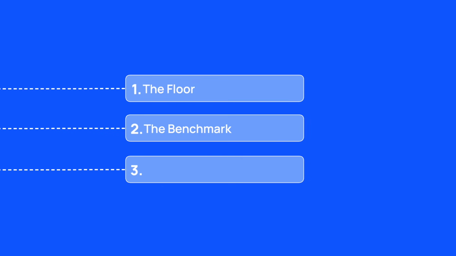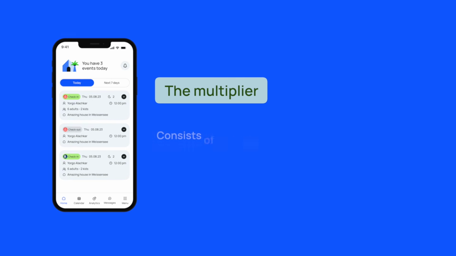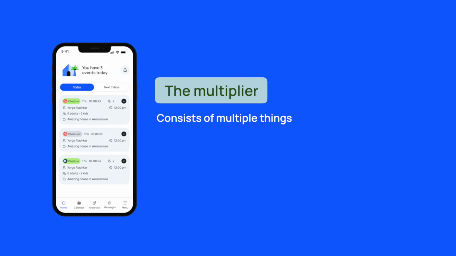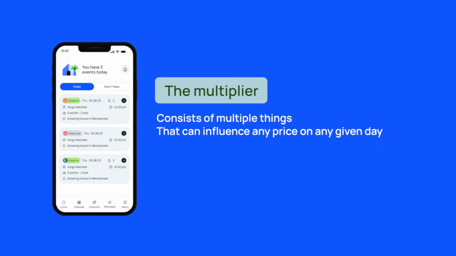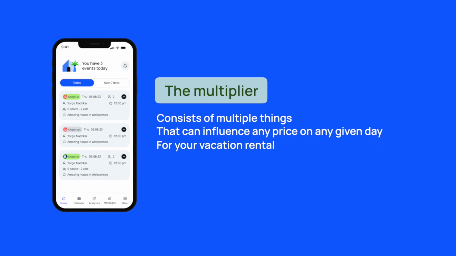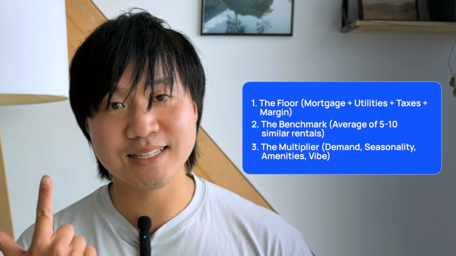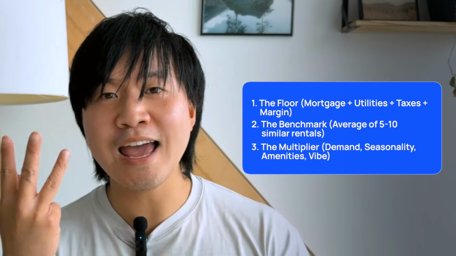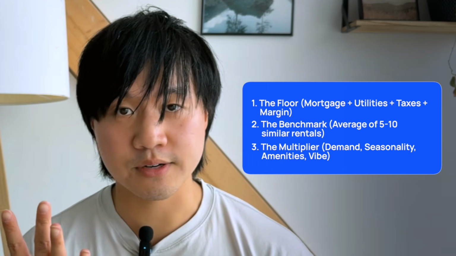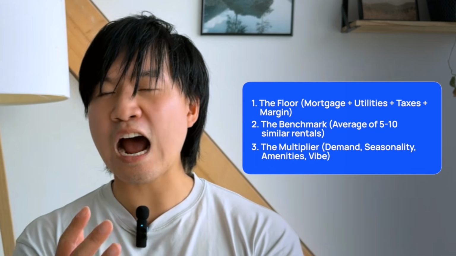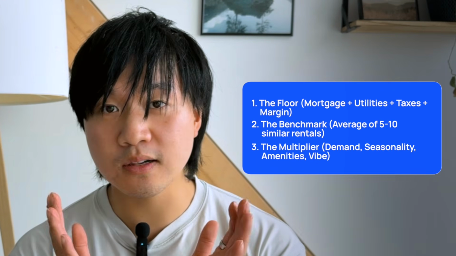The third step in this 3-part formula is the multiplier. The multiplier is where your money actually lies and is the part that needs the most fine-tuning in finding out what the correct price for your vacation rental is. The multiplier consists of multiple things that can influence any price on any given day for your vacation rental. For example, local demand, seasonality, your special amenities, any upsells, the day of the week even, and also the vibe and how expensive your vacation rental looks.